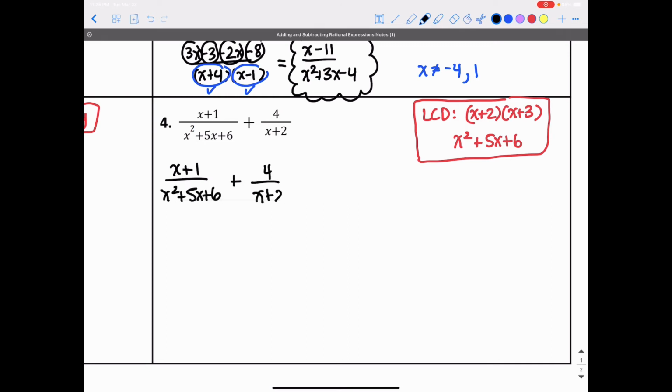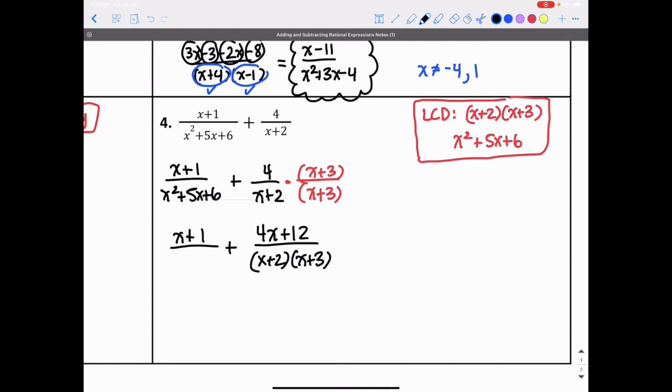To change the denominator of the second fraction to be x squared plus 5x plus 6, I need to multiply by x plus 3. If I do that on the bottom, I do that on the top. This is going to become 4x plus 12 all over x plus 2 times x plus 3. And I'm adding that to x plus 1 over x squared plus 5x plus 6.